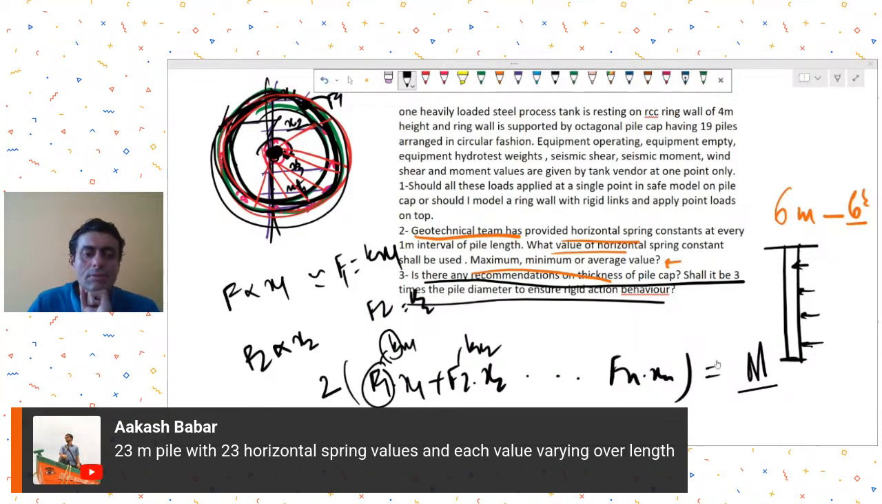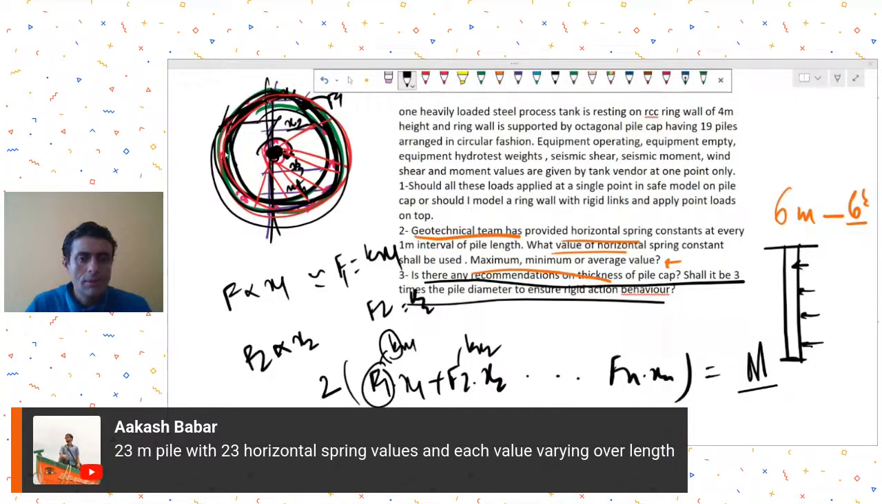Yes, Mr. Akash is informing that for a 23-meter pile, 23 horizontal spring values have been given, each varying over the length. This is good. You should share this report with me. Maybe remove the client name and just give it. I will also have a look. Interesting. So this was his query, Mr. Akash. Then let us move ahead.